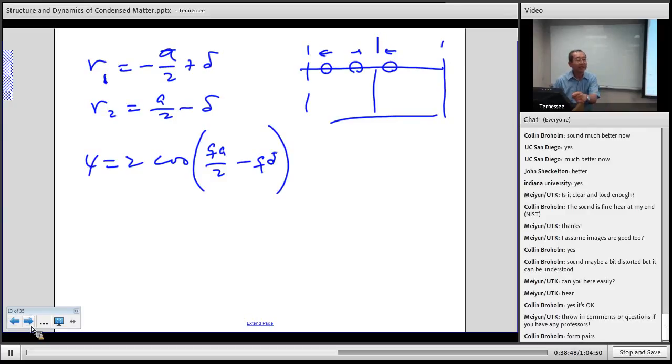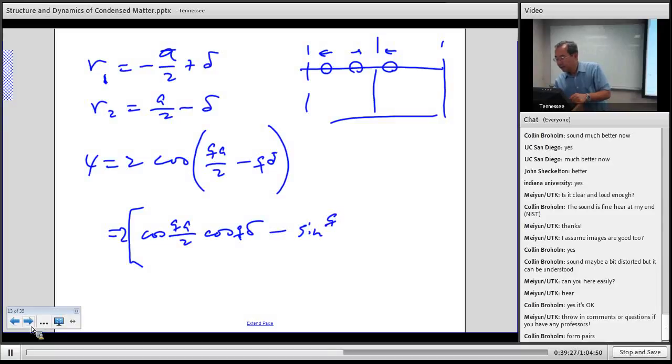That's the amplitude. And cosine of this, if you recall trigonometry, again, you don't have to memorize this. You can go back to the exponential and expand that, and figure it out. But if you believe me, then this becomes cosine Q over 2 cosine Q delta minus sine Q over 2 sine Q delta.